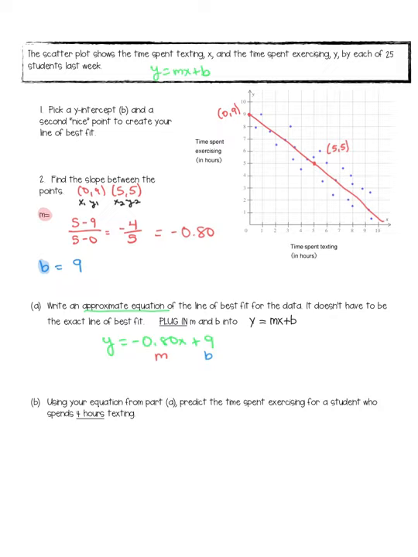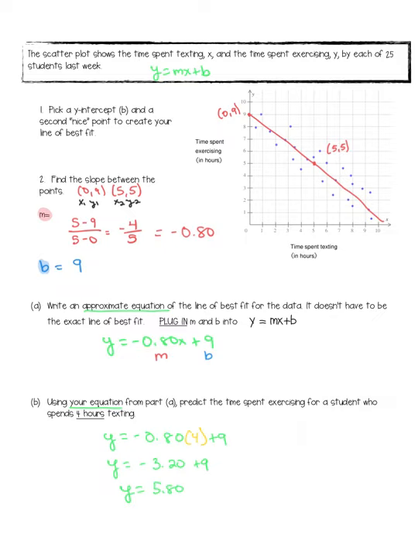Now we're going to play with math. Using my equation, the one that I wrote, I'm going to predict the time exercising for a student who spends 4 hours texting. y equals negative 0.80 times 4. That's my x value. Plus 9. y equals negative 3.20 plus 9. y equals 5.80 hours. Let's see if I'm right.